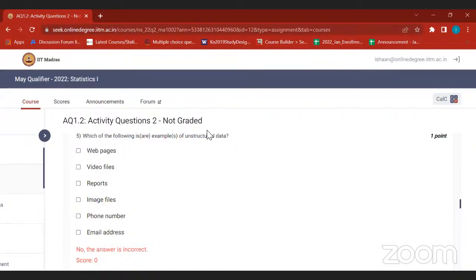Couldn't we organize video files and image files on the basis of the time and size? You can, but you cannot organize the complete video files in the tabular format.